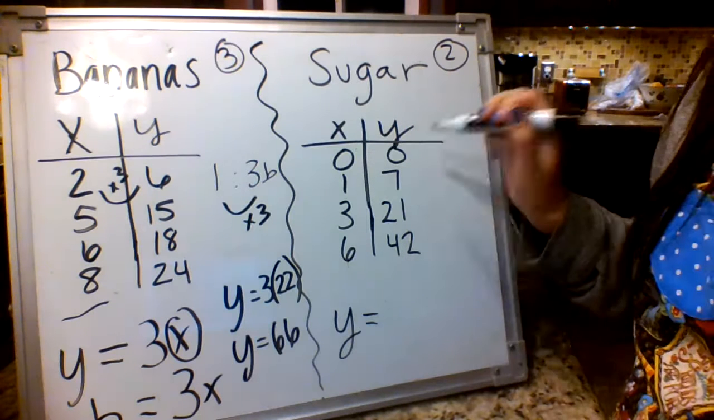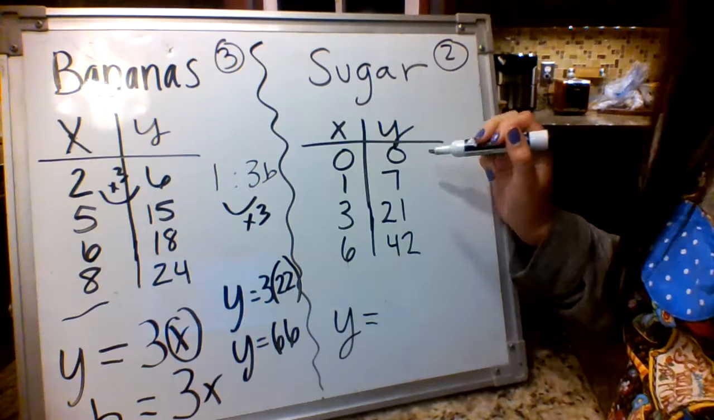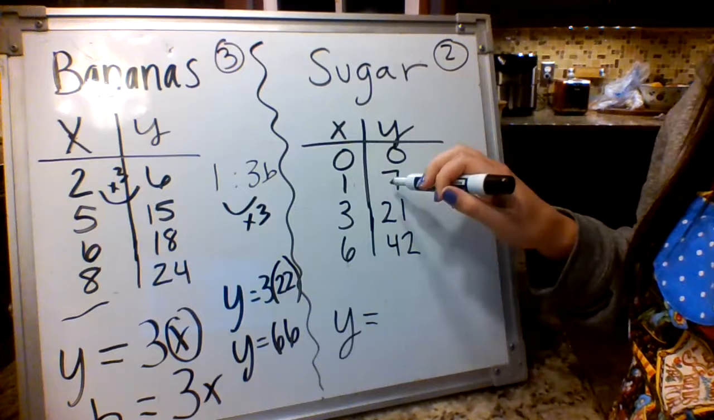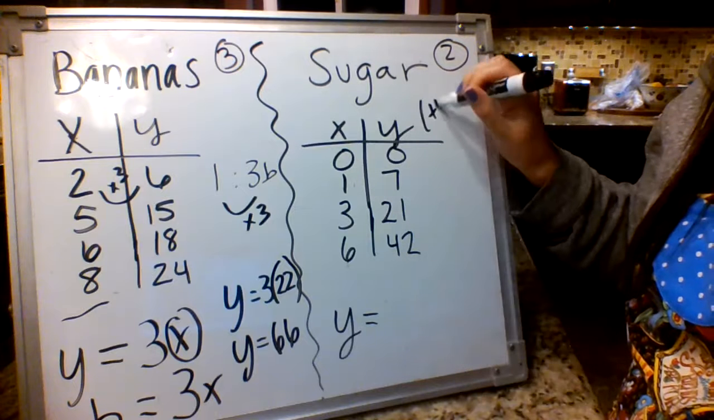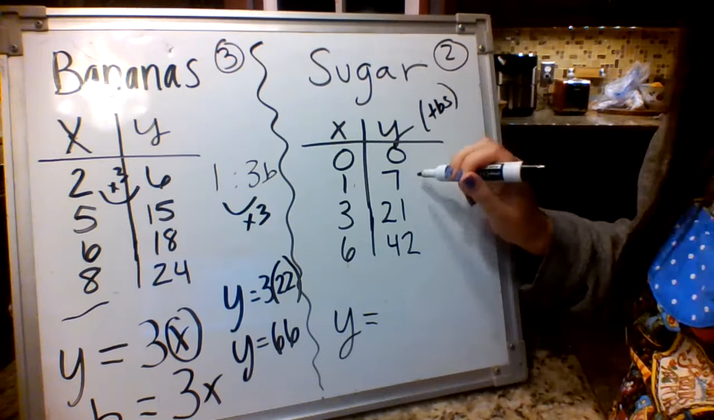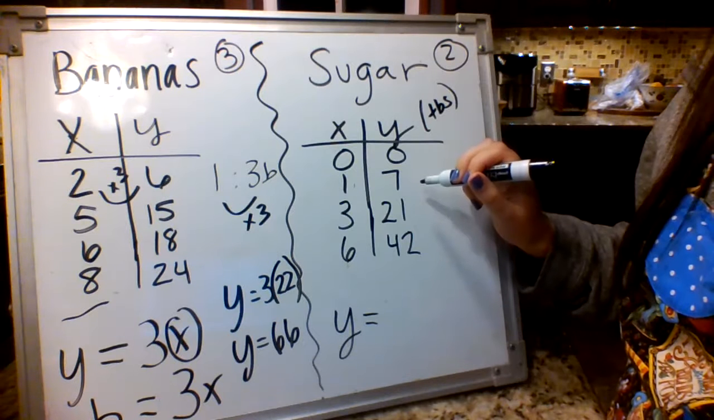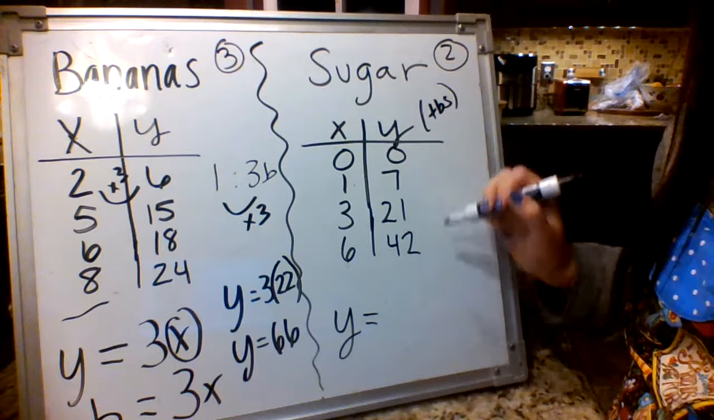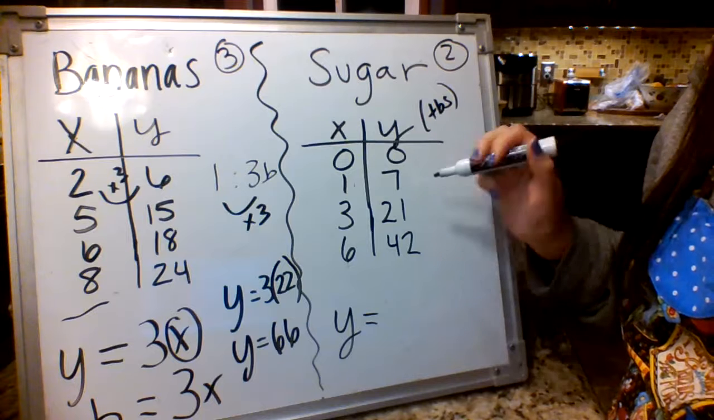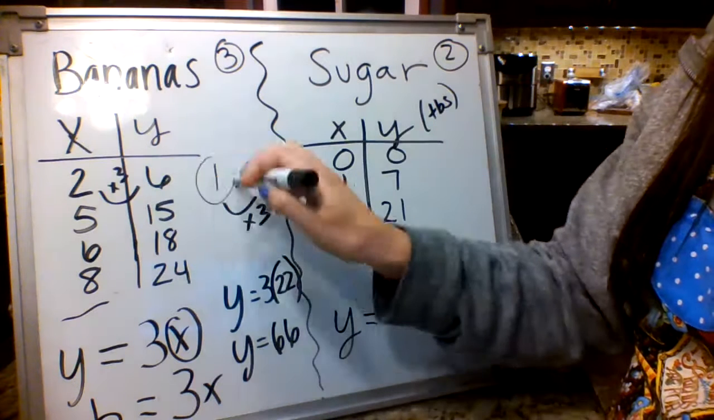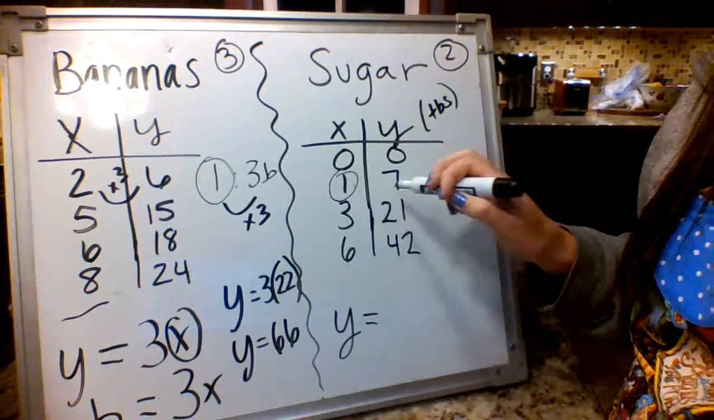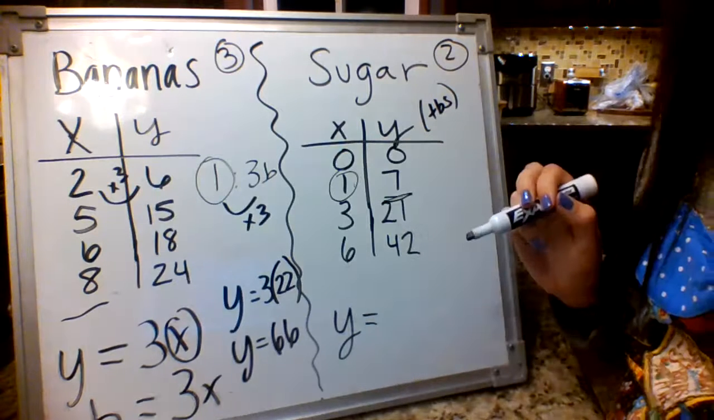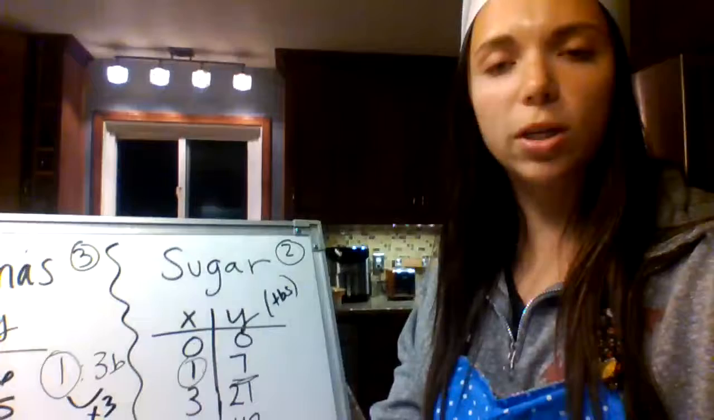for 0 loaves, I would need 0 tablespoons of sugar. Well, that makes sense because I'm not making anything. It says for 1 batch, I'd need 7 tablespoons of sugar. So, if I'm going to do that, I already know right away what my unit rate is and what I'm going to use for my equation. Whatever the unit rate is, whatever you find for when x equals 1, whatever y equals is going to be your coefficient.